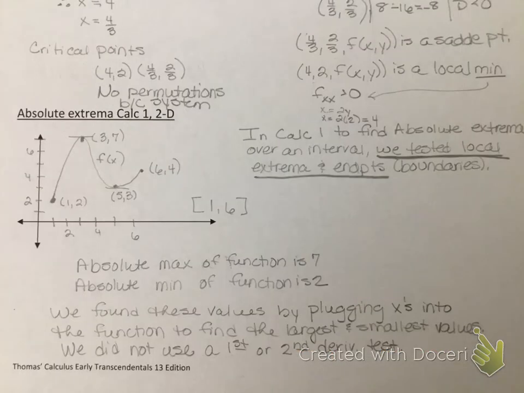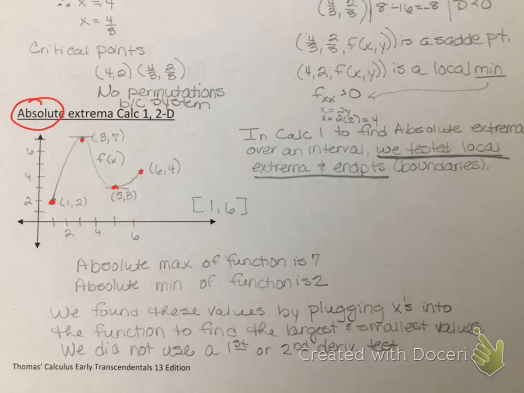Now let's discuss absolute extrema, not local. If you recall in Calc 1, to find absolute extrema, we tested two things. We tested local extrema, local max, local min, and we tested the endpoints of our domain, kind of like boundaries. So in other words, I would test this point and that one.